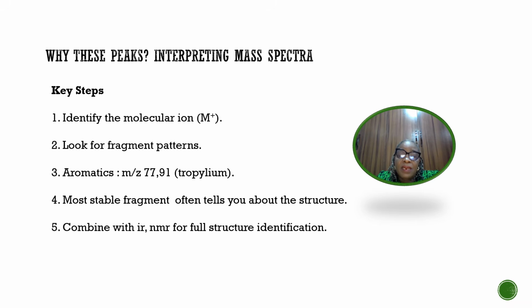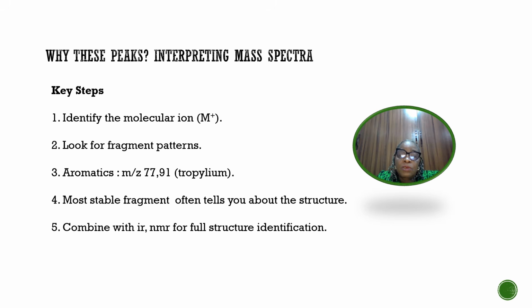For alkenes and alkynes, you look for the loss of 27, which is C2H3. And then you can look for the loss of 41 also, which is C3H5. For aromatics, number 3, for aromatics, you look for the loss of 77 and the loss of 91, tropylium. You can also look for carbonyl compounds, the McLafferty alpha cleavage.